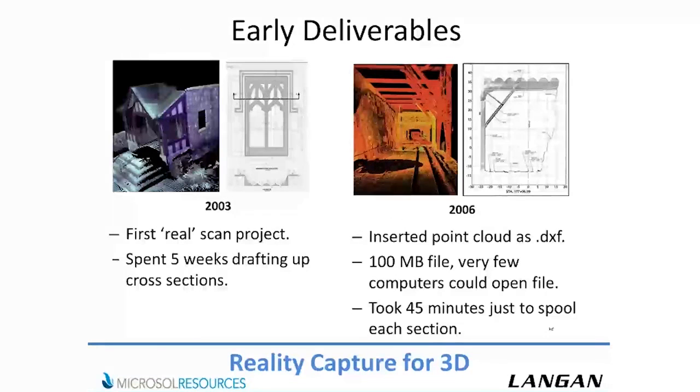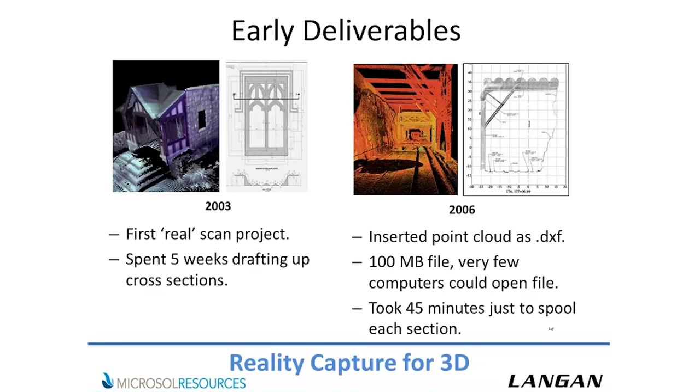So here were some of the early deliverables, just to give you a quick run through on some of the difficulties that we had. Our first real scan project was a church that had burned down after a plumber accidentally lit up a gas line. This was a historic church. The stone part of the building remained after the fire, but they had to recreate some of the windows because they had to take down all the stone and put it back exactly the way they had it.